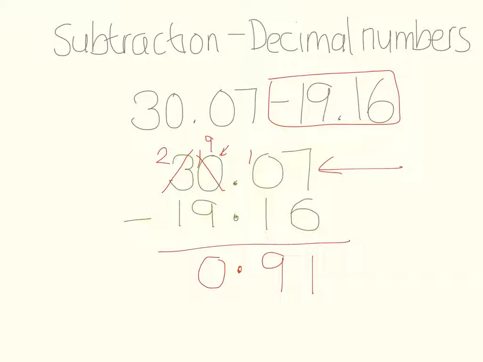I'm going to have to give all those ones away. Then I've got 2 tens. I'm going to take away one of those tens, which leaves me with one single 10. Therefore, the answer to 30.07 take away 19.16 is 10.91.